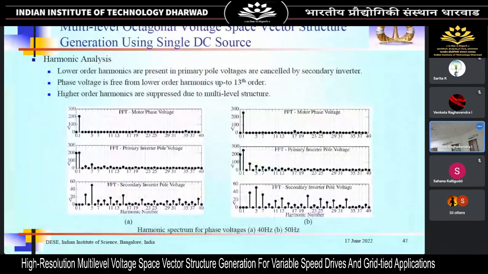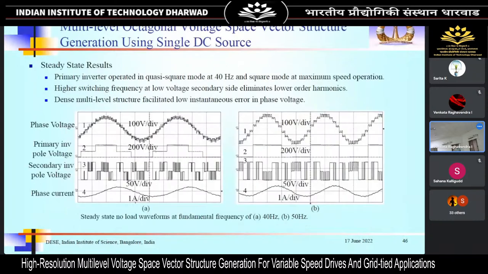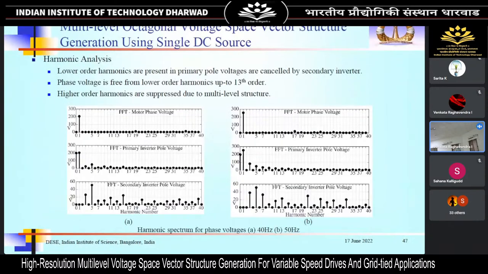It has the harmonics, but this is the secondary inverter, the bridge inverter. This is switching with this much frequency. It also has the harmonics. So these two harmonics will cancel each other, and you know the fundamentals, the harmonics are highly suppressed.